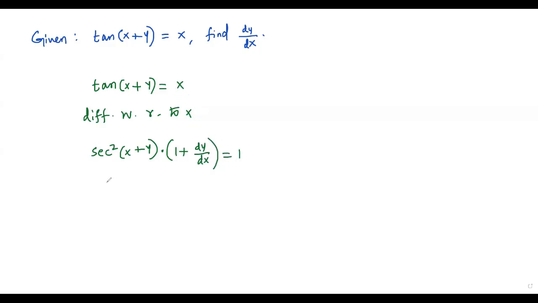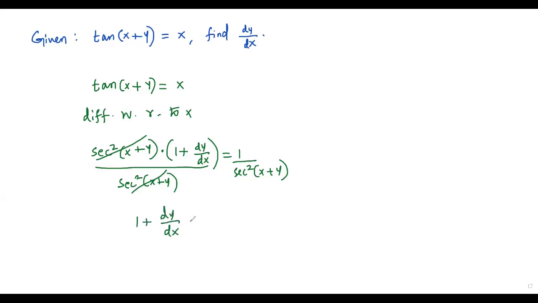Okay, now our aim is to get dy over dx. So for that, first let's get rid of the secant square of (x + y). For that, I have to divide both sides by secant square (x + y). Let me do it: 1 over secant square of (x + y). Okay, this secant square of (x + y) will cancel out. I'm getting 1 + dy over dx on the left side.